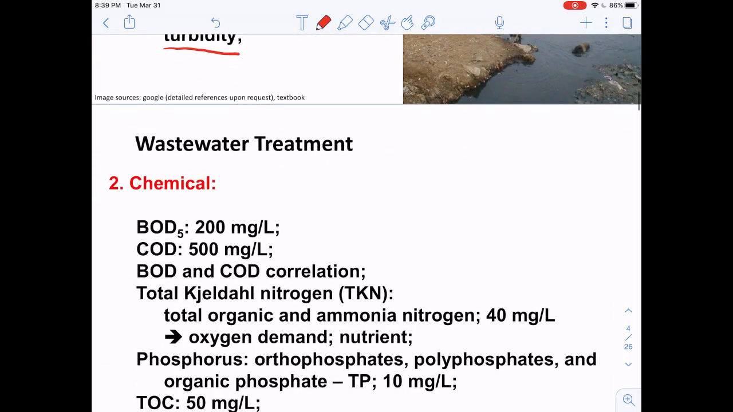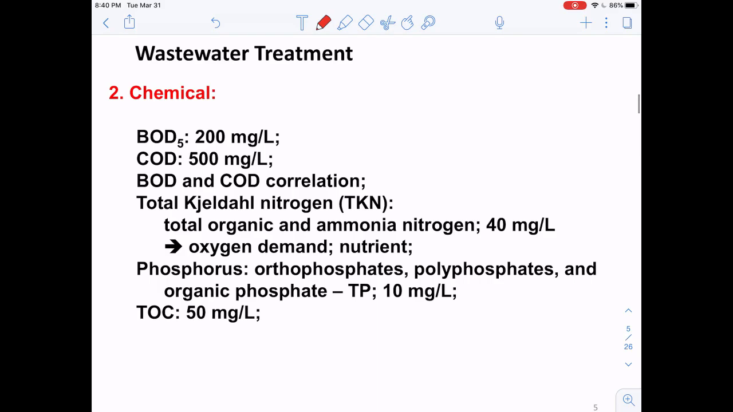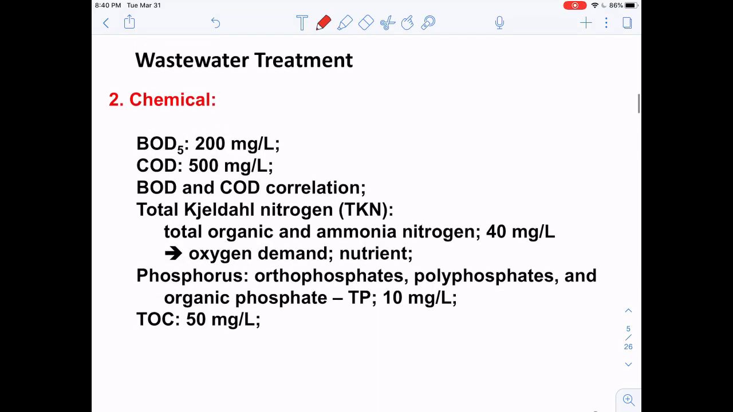And on the chemical aspect, we're going to use several parameters to describe the wastewater. We learned in our last section about the biochemical oxygen demand. We learned about the BOD5, which is basically the BOD after 5 days of treatment, right? The BOD5 for municipal wastewater is around 200 milligrams per liter. And also the COD. COD is the chemical oxygen demand, right? That's the oxygen demand determined by adding very strong oxidizing chemicals to the water. That is around 500 milligrams per liter.